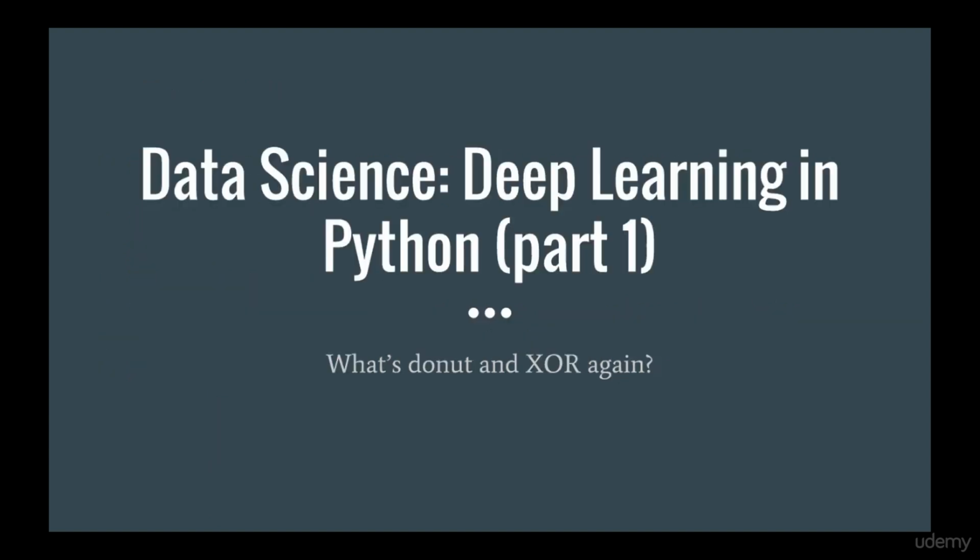Hey guys, so this lecture is for those of you who did not take my logistic regression class and you want to review the donut problem and the XOR problem. Both of these problems are binary classification problems that don't have a linear boundary, but we were still able to use a linear classifier to solve them.